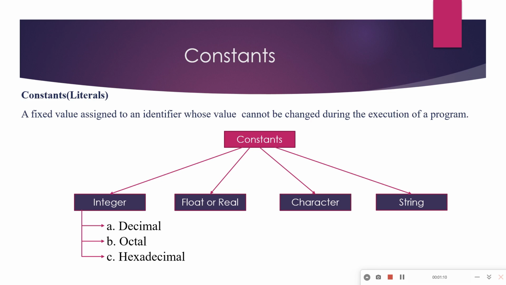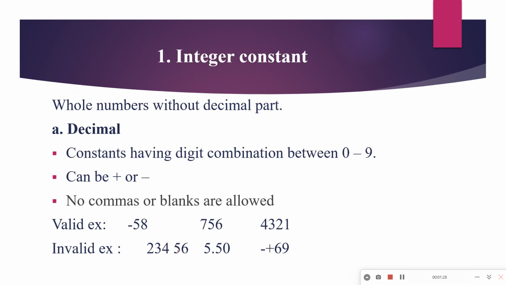Then we have the integer constant, floating point or real constant, character constant, then string constants. In the integer constant, we have decimal, octal, and hexadecimal integer constants. We'll start with the integer constant.